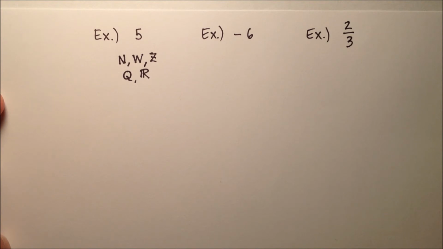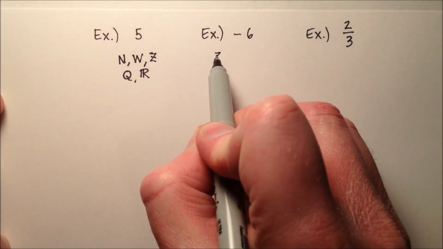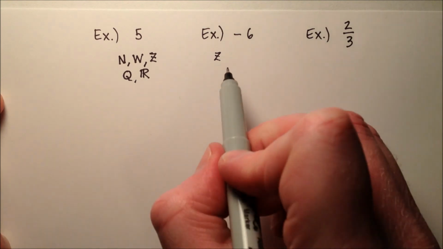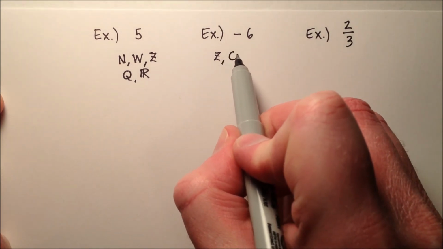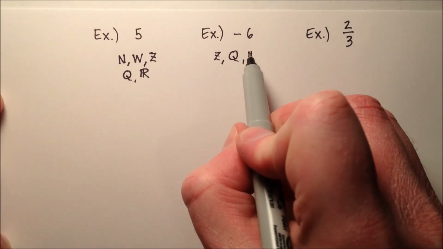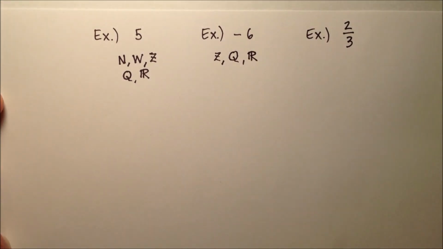So the first set that negative 6 is a part of is the set of integers. So we'll put a capital Z for integers. And again, if it's an integer, it's also a rational number because negative 6 can be written as many fractions, like 12 divided by negative 2, or 18 divided by negative 3. All those would be negative 6. And if it's rational, it's also going to be a real number.